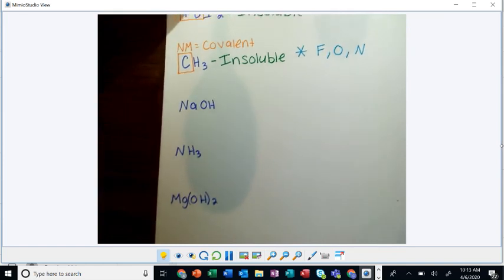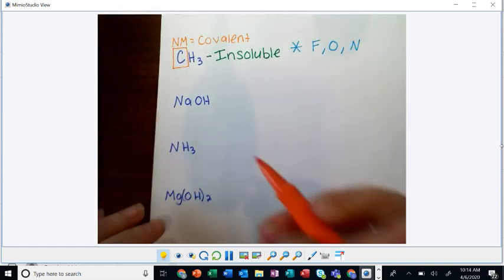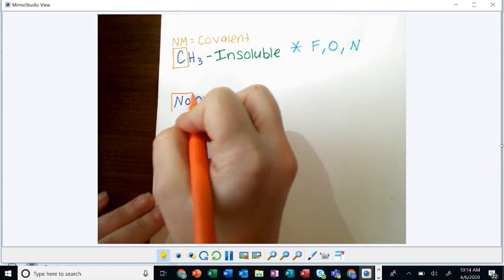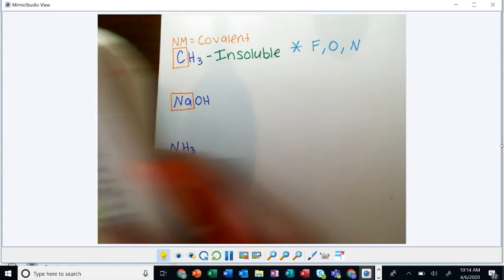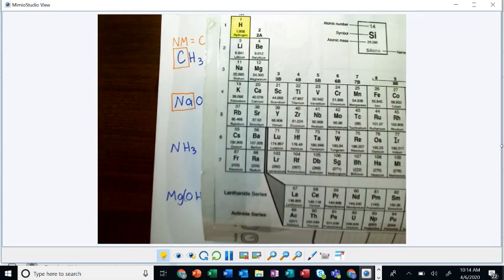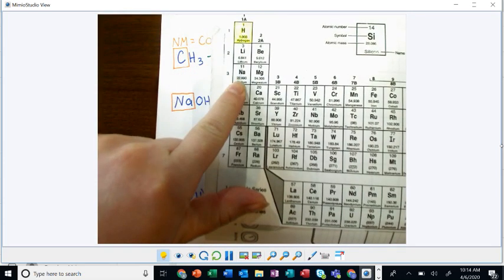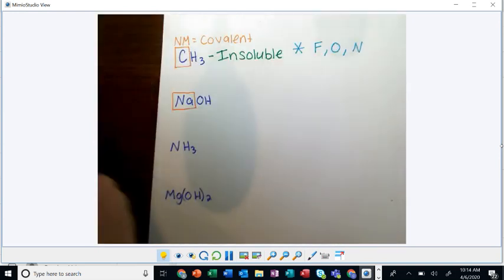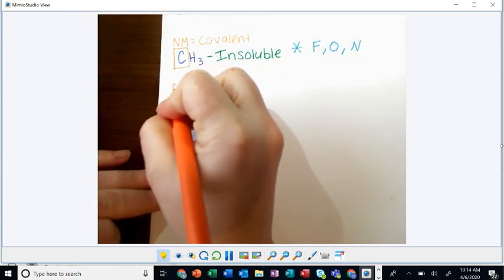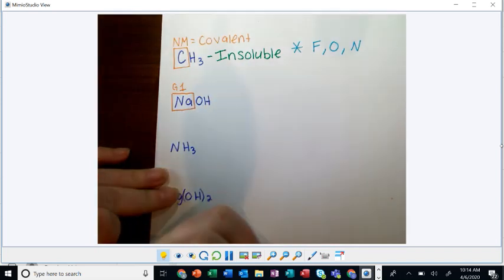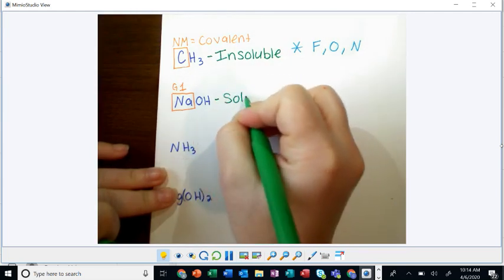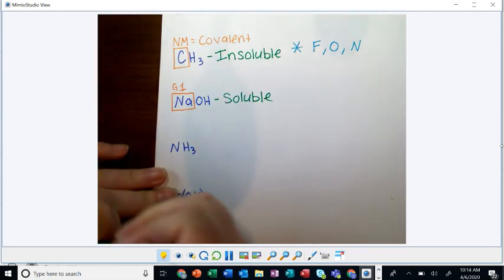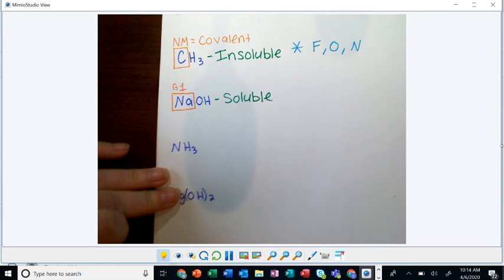Moving to our next question. Box our first element. Na, we're going to see if Na is in group 1 on the periodic table. And there it is. That means that this is a group 1 compound. If the first element is in group 1 on the periodic table, that means it is automatically soluble, no matter what. Okay. All right.